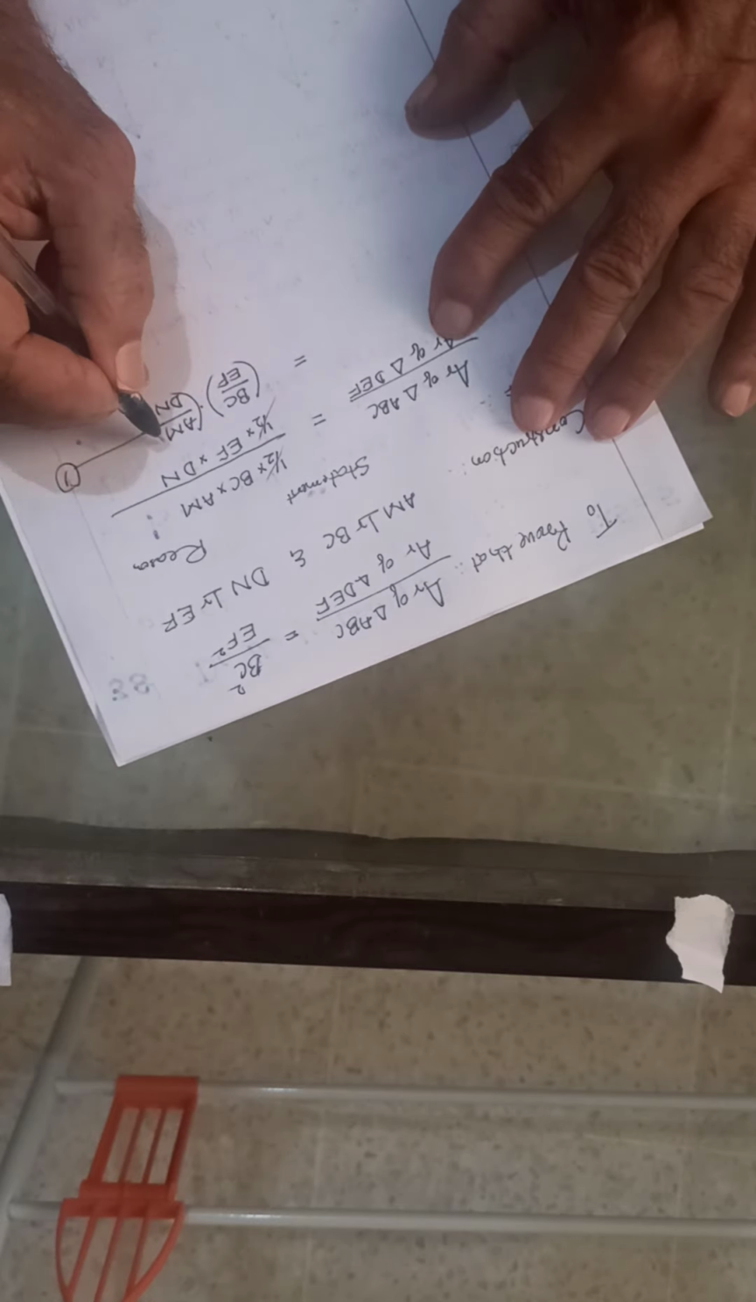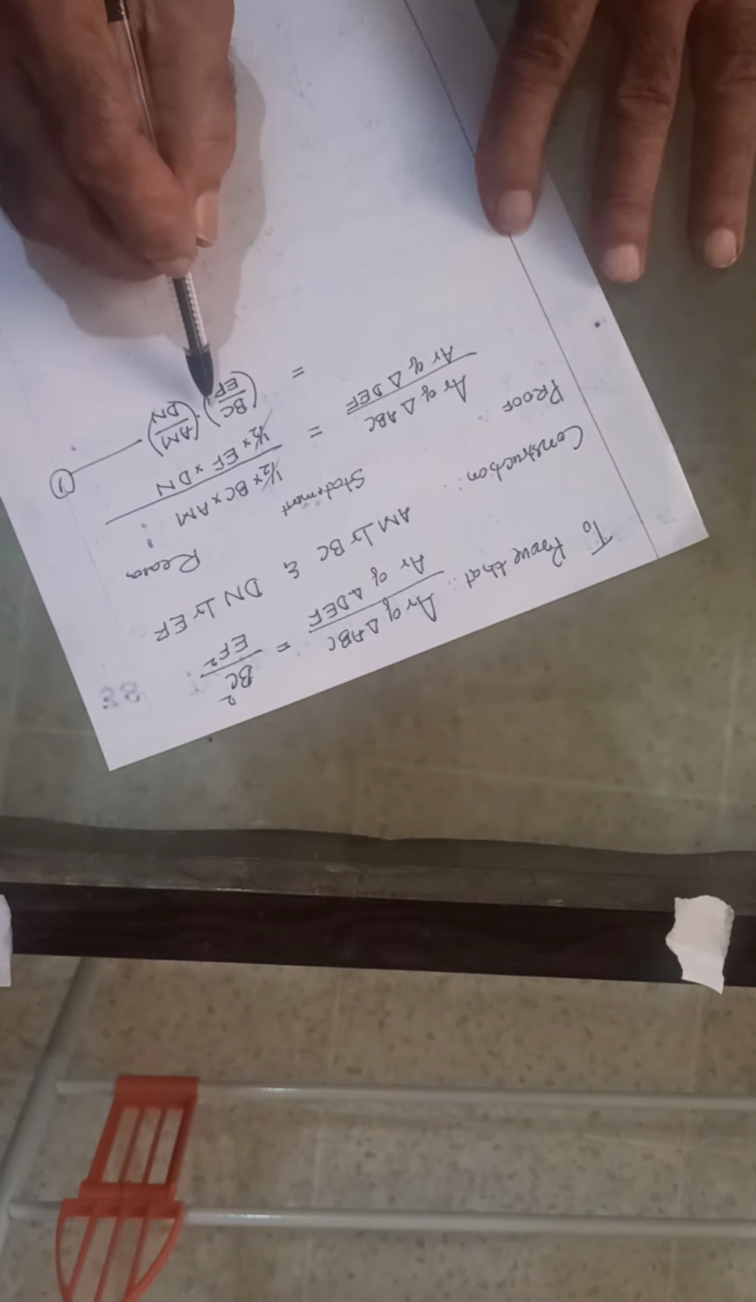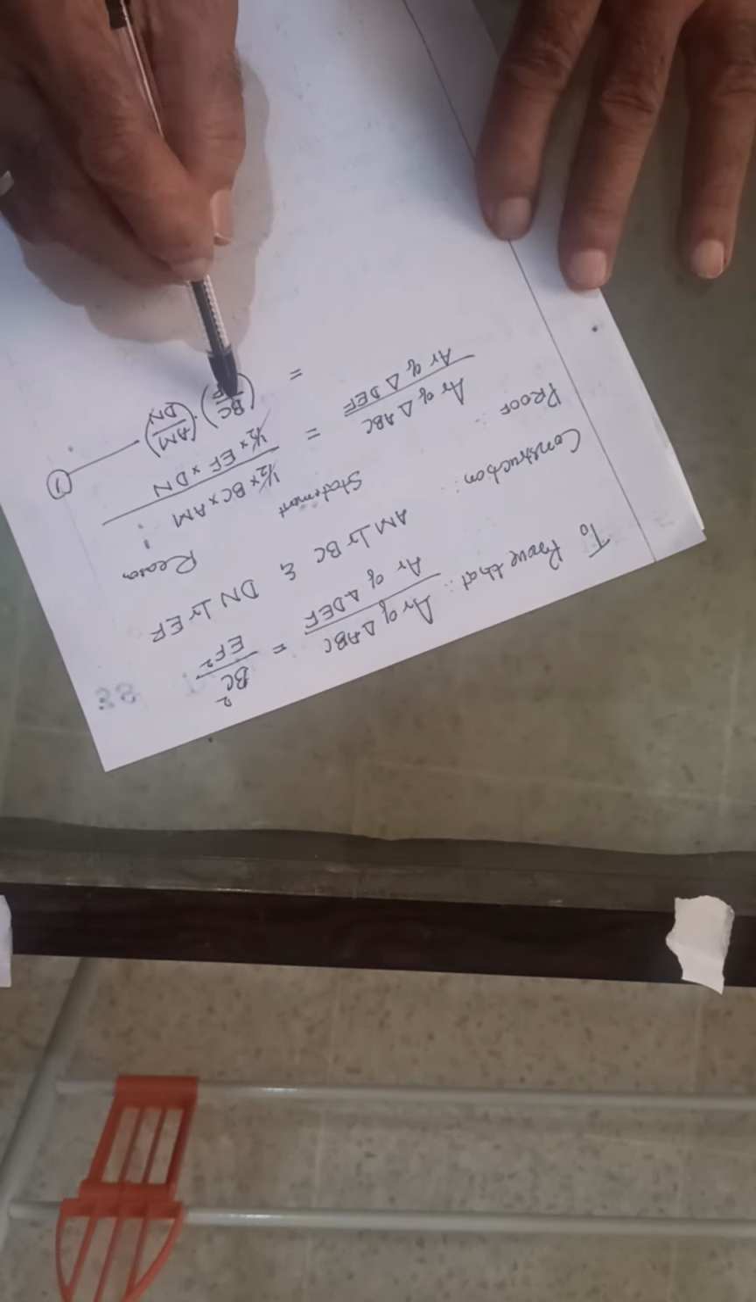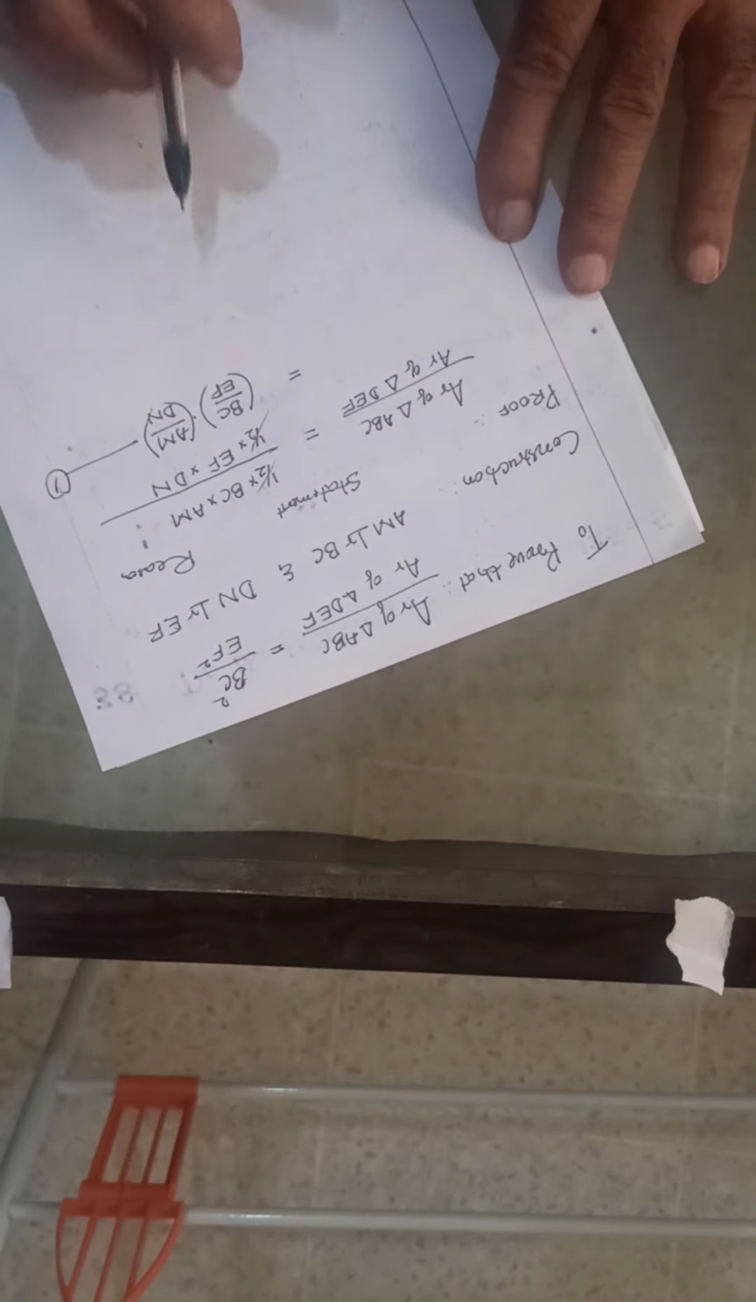Now see this one. If AM over DN is replaced by BC over EF, you will get BC square over EF square. That is the result you will be getting.